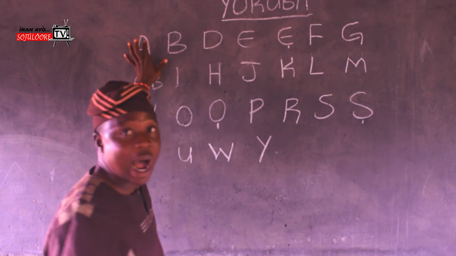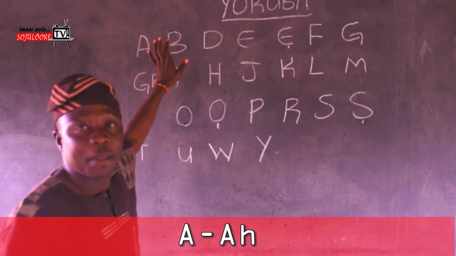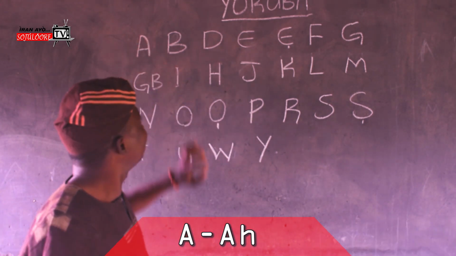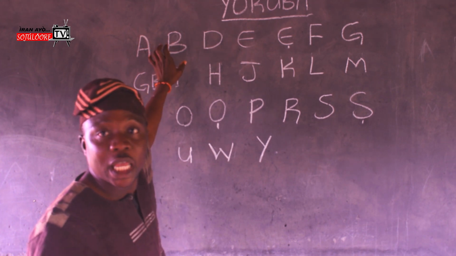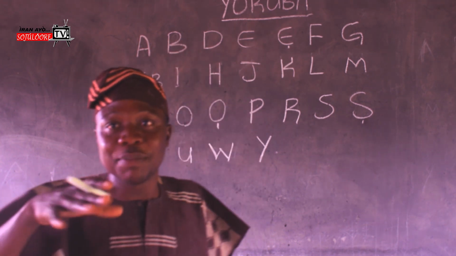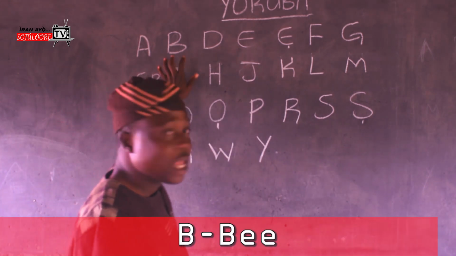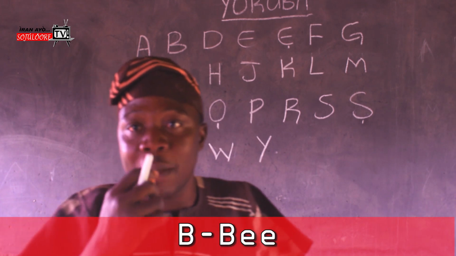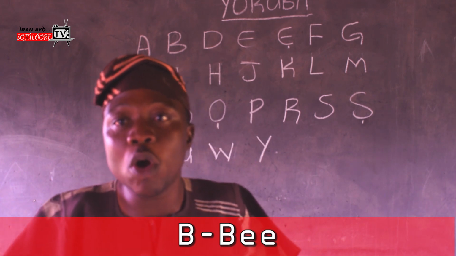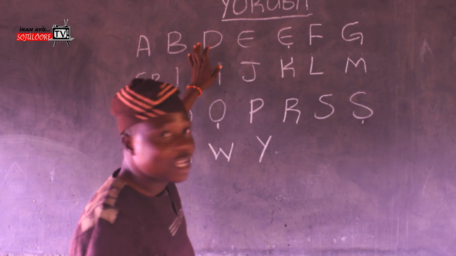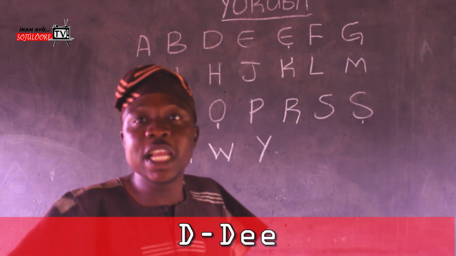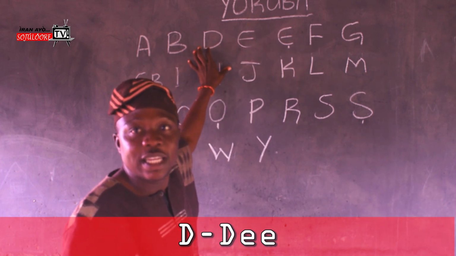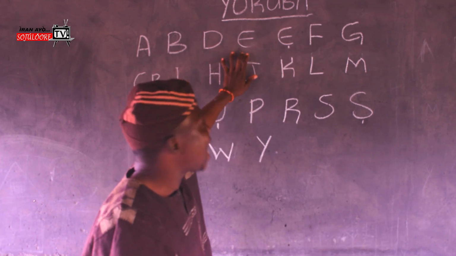Firstly, we are going to start from A. We pronounce this one as A. The second one is B. B, as in B. Check my mouth. We call it B. Now, the next one we have is D. Something like D. We call it D.